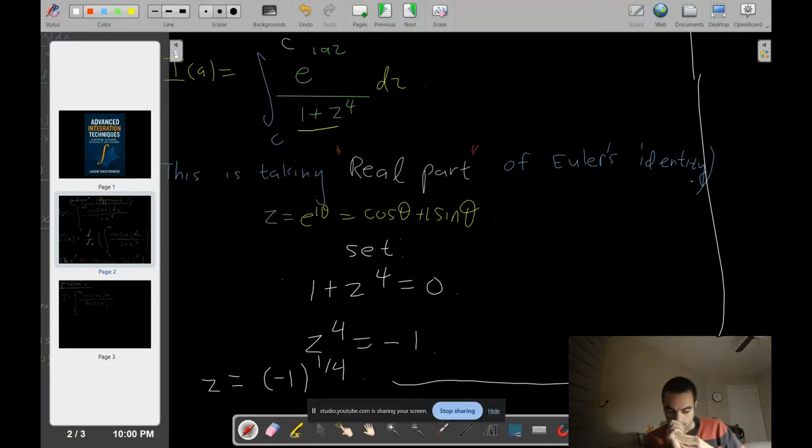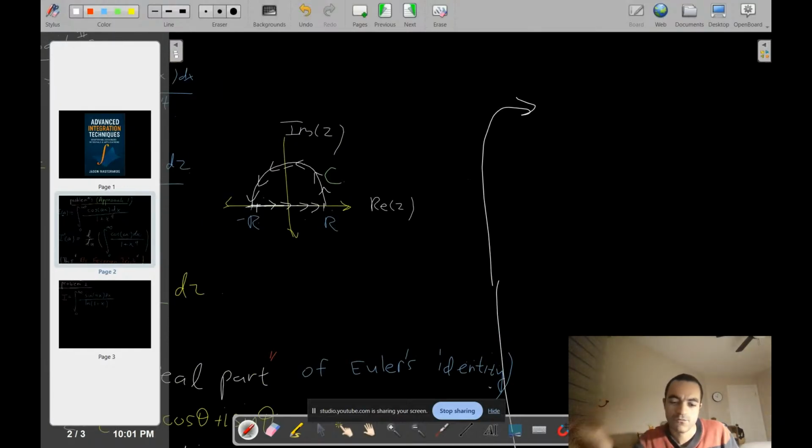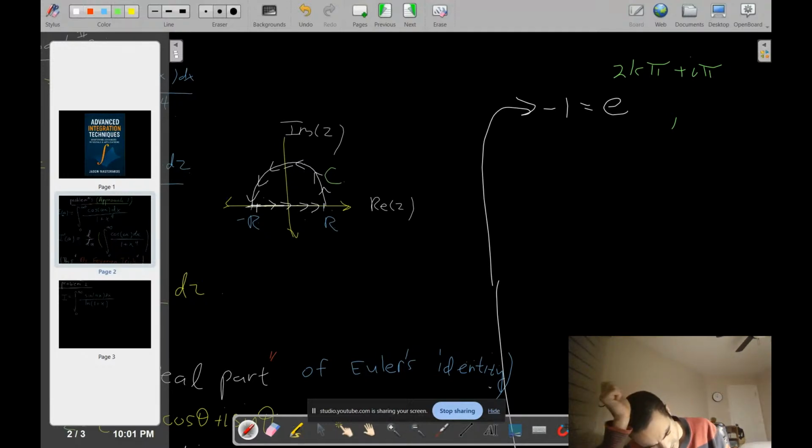We get something interesting. I can say that -1 is equal to e to the power of 2k pi plus i theta, e to the 2k pi plus i pi. I'm going to explain what that is: 2k pi plus i pi, where theta is pi. So theta is automatically pi, and k is an integer.